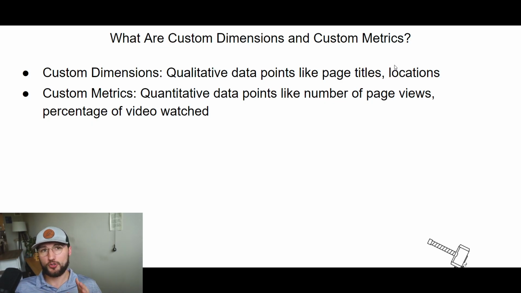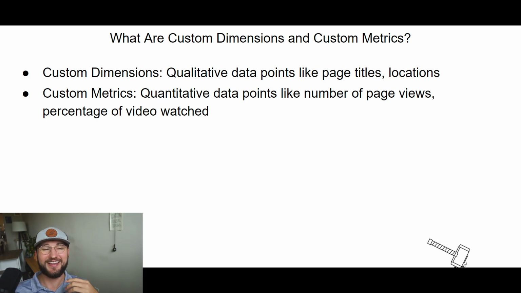All right, so there are two types of definitions that you can create: dimensions and metrics. So there's the overall definitions, and now we have custom dimensions and custom metrics. The dimensions are going to be qualitative data points, so those are going to be words, like page title, things in that nature. Custom metrics are going to be quantitative.